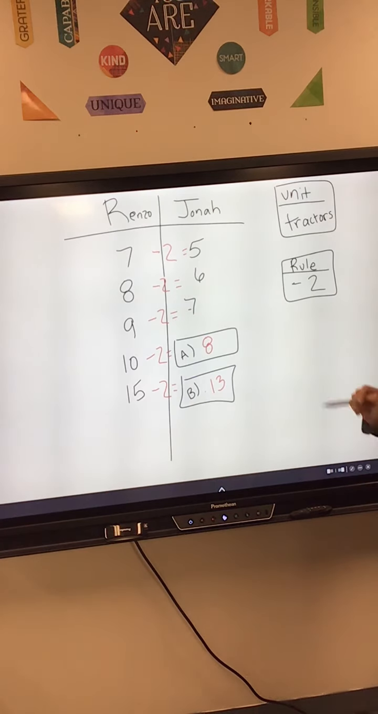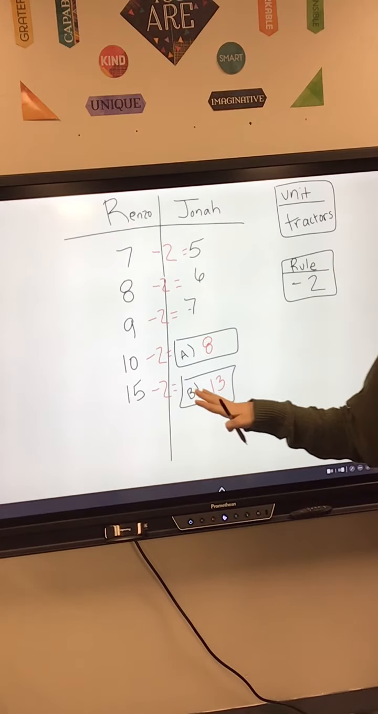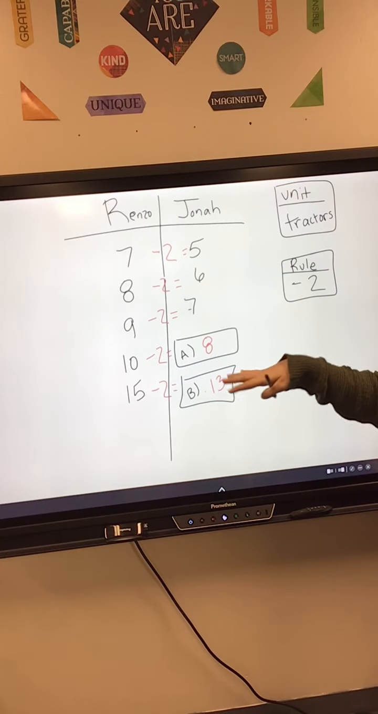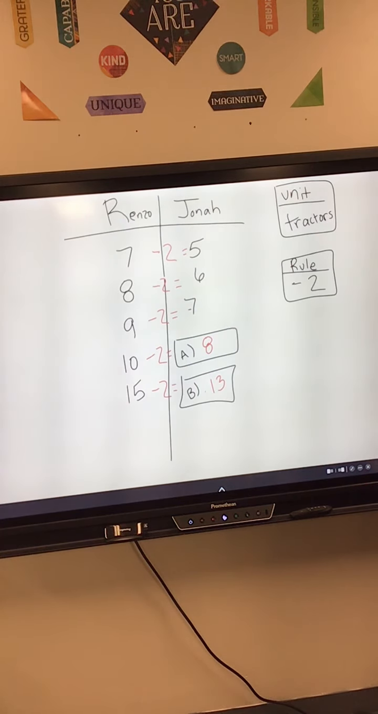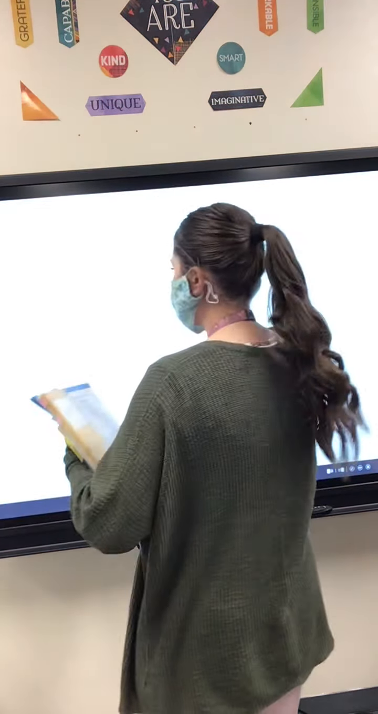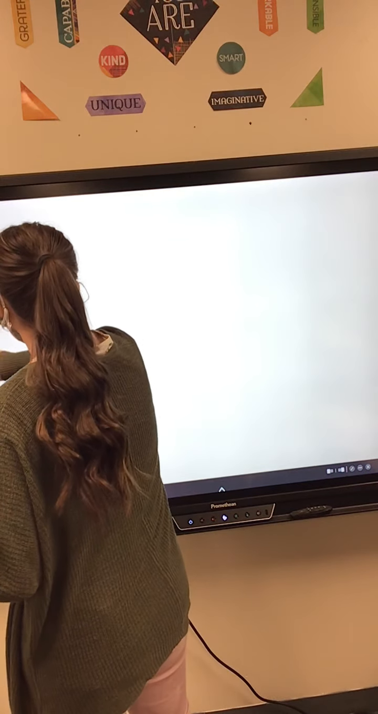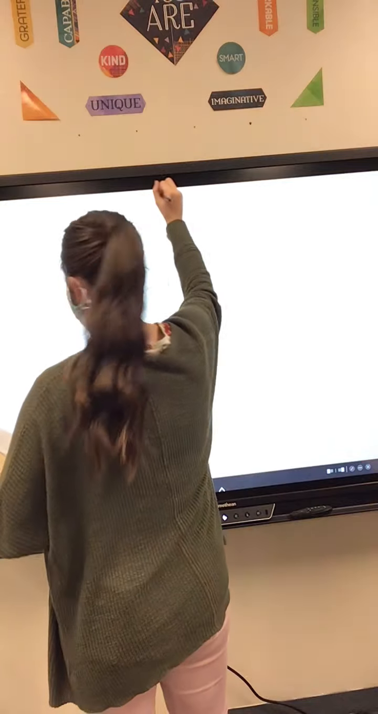Okay, these little riddles like this, you figure out what the rule is, and then you fill in the missing boxes. Questions on this? These are called a function machine. So, I'm going to draw you a function machine.